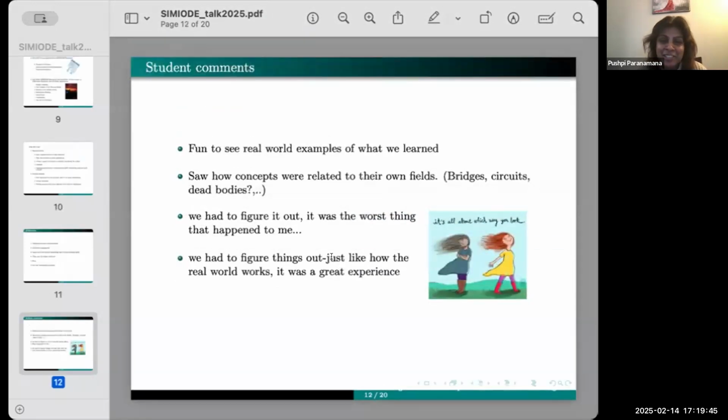So I will tell you one quick story, actually 2. A lot of them saw actual applications to their own fields. They were civil engineers. One girl was like, I saw concrete. I was like, okay, I'm going to do this project. And she was super excited about doing the project about the bridges and things like that.